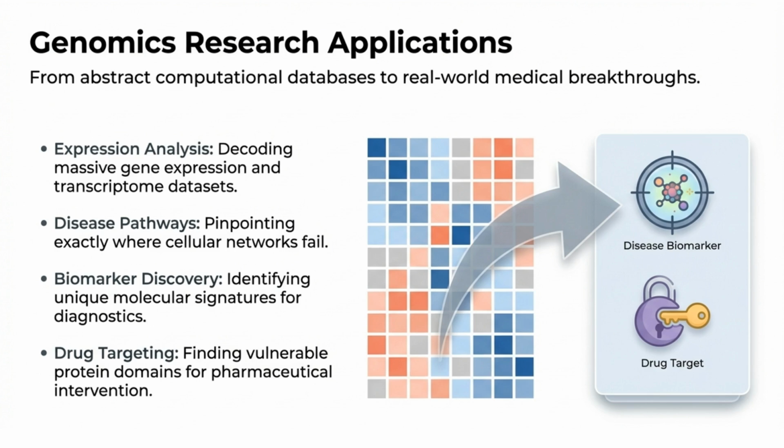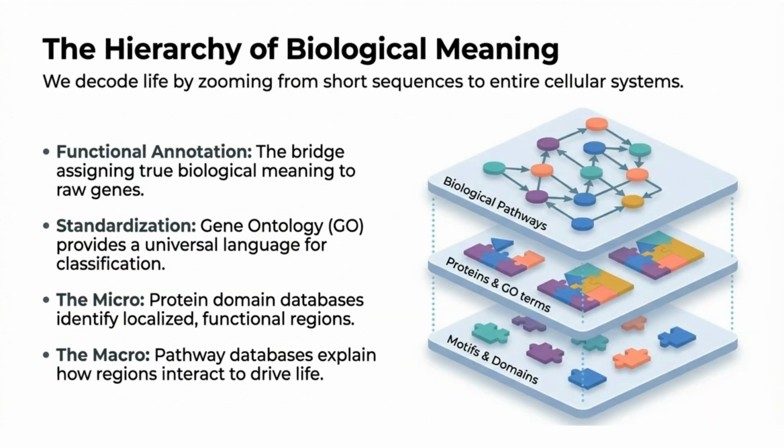To conclude, we can think of annotation as building a hierarchy of meaning. Functional annotation works by building biological understanding step by step. At the most basic level, we begin with motifs and domains. These are the structural and functional building blocks. Next, we move to proteins and GO terms, where molecules are assigned functions, locations, and biological roles. Finally, we move upward to pathways and networks, where we understand how many molecules work together to produce cellular behavior.